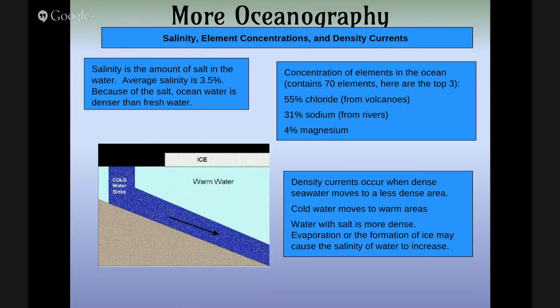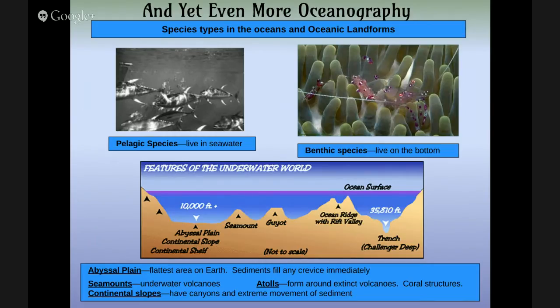Melting ice caps is obviously the opposite. So melting ice caps will cause the salinity to decrease. Species types in the ocean and oceanic landforms. So we did not talk very much about species. Pelagic species live in the seawater, and then benthic species live on the bottom. That's fairly easy to remember, benthic bottom.